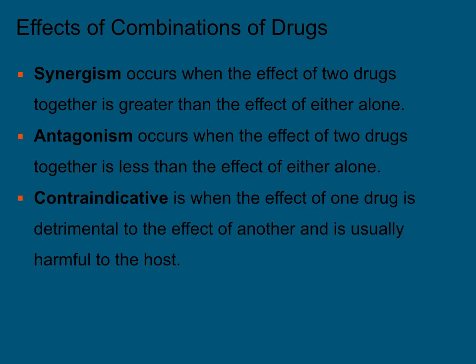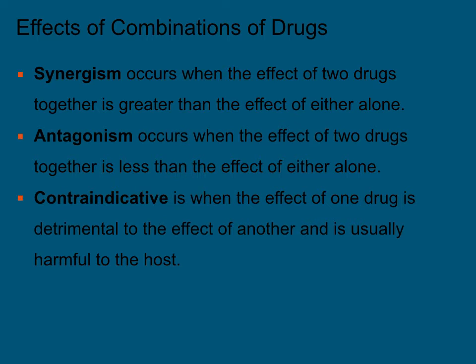All right, then we have antagonism. With antagonism, two drugs being given together are less effective than either one of them if they're given individually or alone. In this case, we could use the example of birth control and antibiotics. If a woman is on birth control and she has to take antibiotics for something, some antibiotics can actually neutralize her birth control, and if she's on the pill, the birth control can actually be less effective and she has a higher chance of becoming pregnant while on those antibiotics.